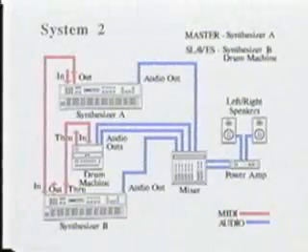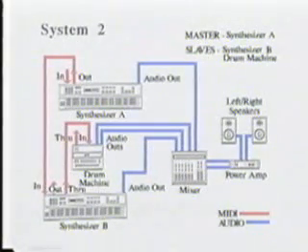To use synthesizer A as the controller and synthesizer B as the slave, connect A's MIDI out to B's MIDI in. To also control the drum machine, connect B's MIDI through to the drum machine's MIDI in.